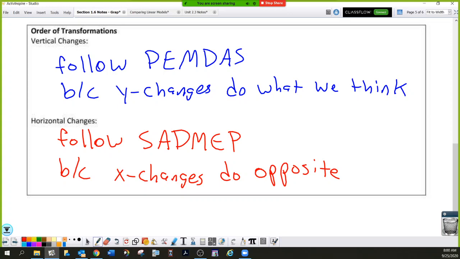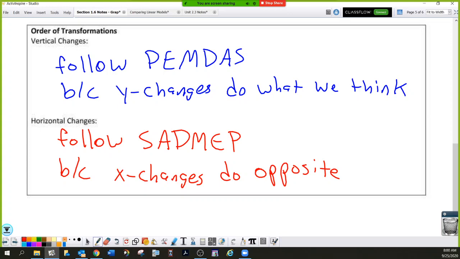Yeah. So if you're looking at Y changes, you just follow the order of operations. The operations are either going to be a multiplication of some sort or an addition or subtraction, because technically a reflection is multiplying by -1. And do you do all of the horizontal and vertical, or do you do them at the same time? It doesn't matter.